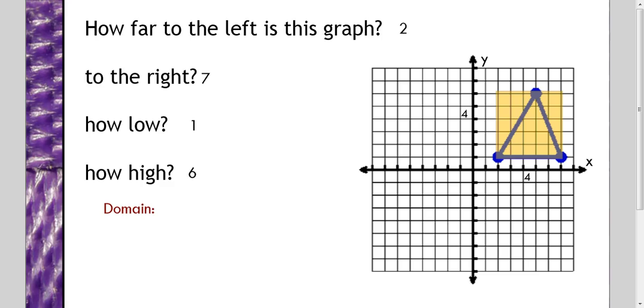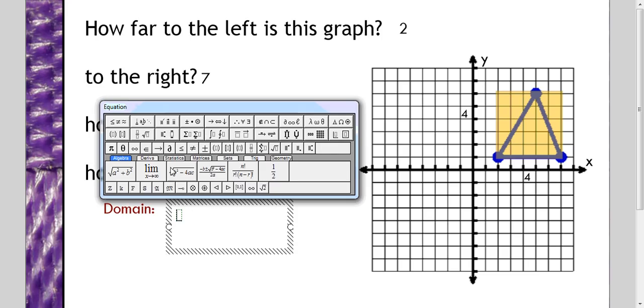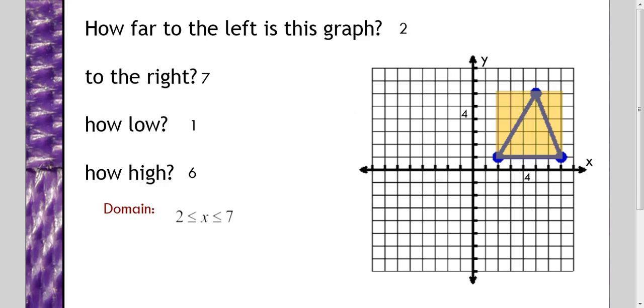Sorry, I had to get to the right things. I'm going to say 2, and then less than or equal to x. And it goes all the way up to 7, remember, so then we're going to say, okay, less than or equal to 7. Ta-da! Not bad, right? Lowest point to the highest point. What variable are we using? That's in the middle, x.